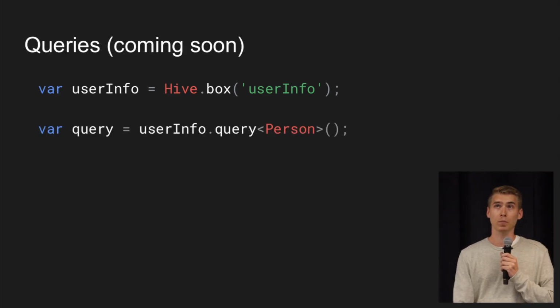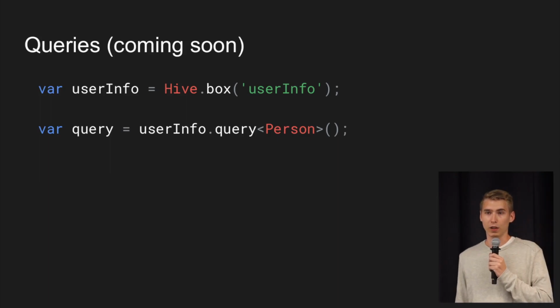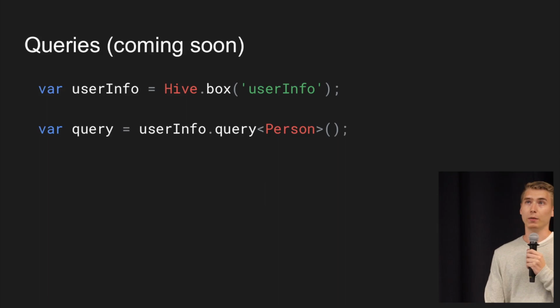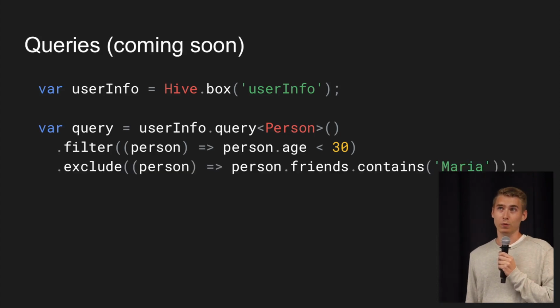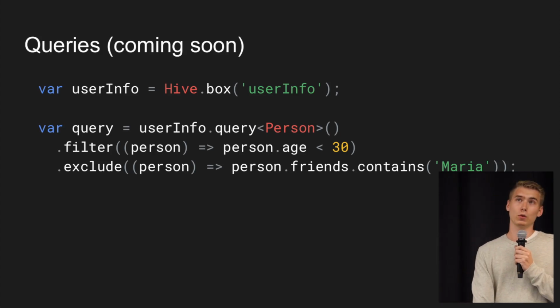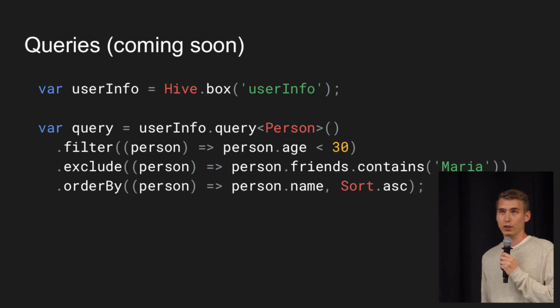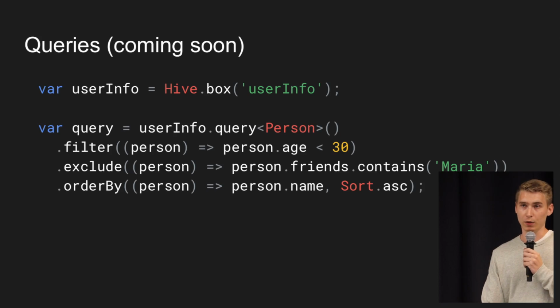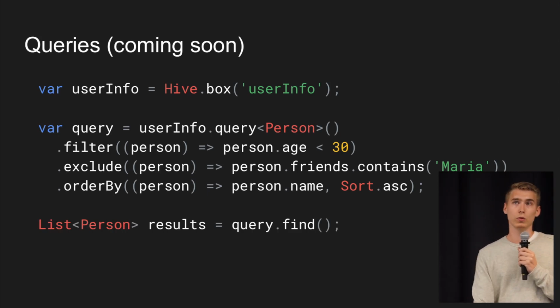Our user box again. And to start a query, just call query. In this case, we want to find persons. Our box may contain other data, like integers or something else, and we want to find persons. So we want to find all persons younger than 30, and we don't want to find persons which have a friend called Maria. So to sort the results, just call order by, and in this case, we want to sort them by name, alphabetical in ascending order. To get a list of results, just call the find method, and you're there.